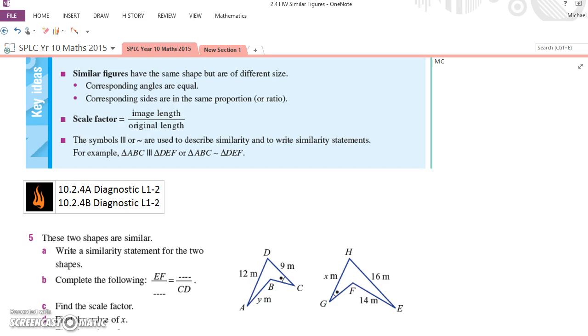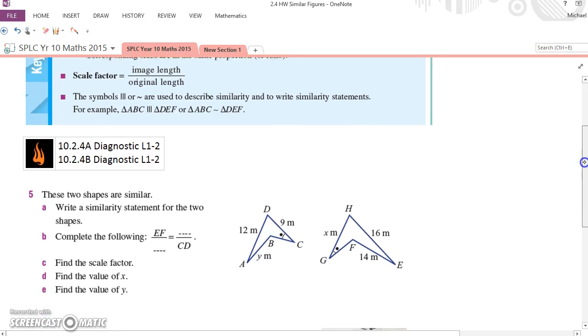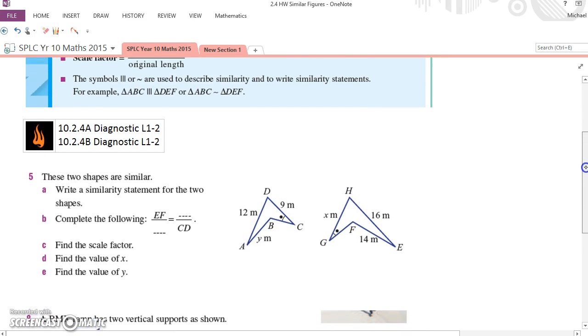or shrinking. Symbols for similarity: 3 vertical lines. We had 3 horizontal for congruent, 3 vertical for similarity, or just a tilde, a little squiggle, which is the lazy man's option, and I'd probably do that more often than not. A couple of quick examples are all you're going to need.